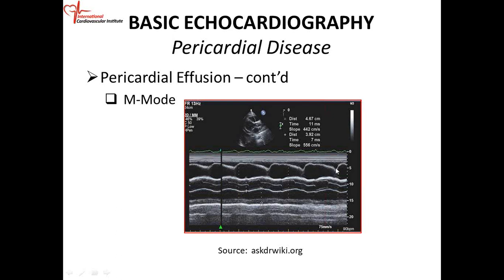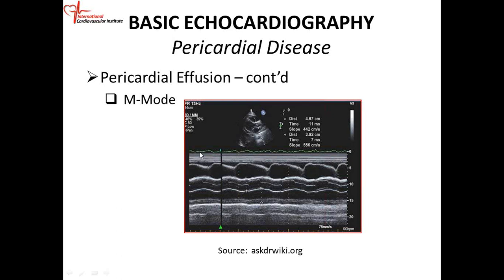The definition for tamponade is RV or RA collapse, diastolic collapse of the RA or RV. That is the definition: diastolic collapse of the right atrium or right ventricle. So we have this collapse that's occurring here.